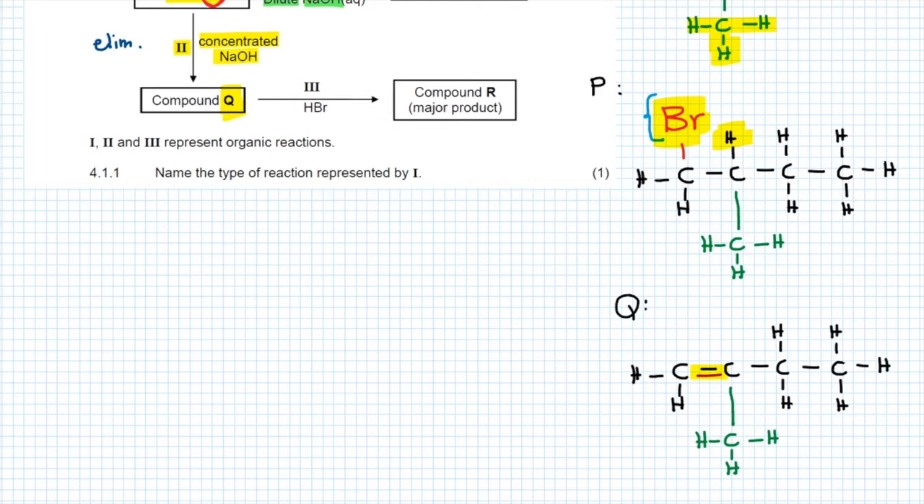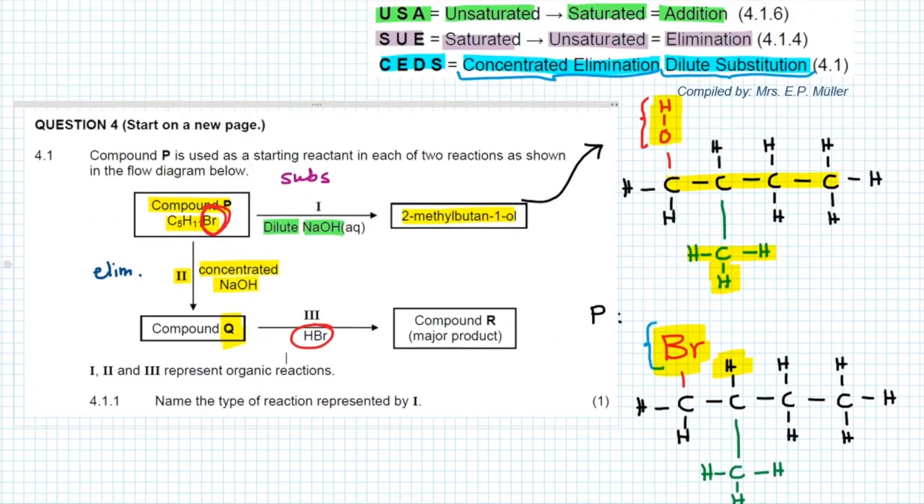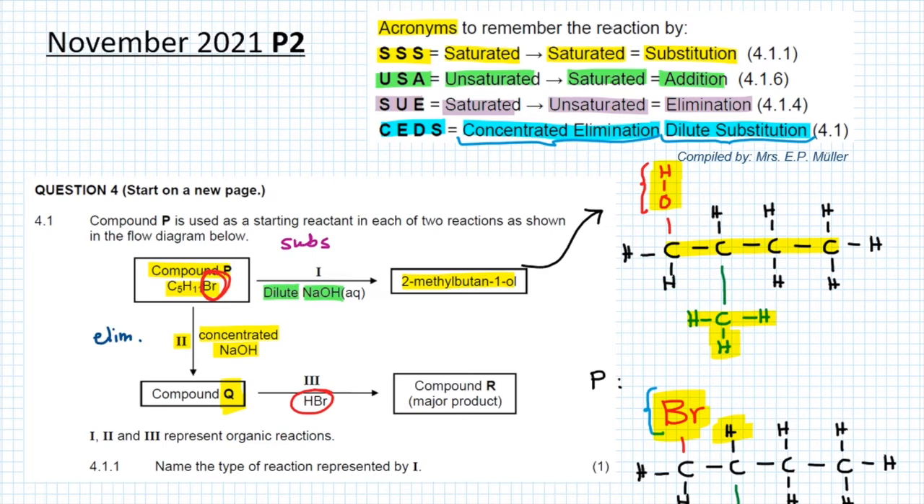Now compound Q undergoes a reaction where we have it in the presence of HBr, hydrogen bromide. Since we are going from unsaturated to a different compound, we can see clearly from the acronyms that the only type of reaction that starts off with an unsaturated compound is USA. Unsaturated to saturated is addition. So we know that reaction number 3 is an addition reaction. What are we adding? HBr. And we can see that compound R that forms is the major product.